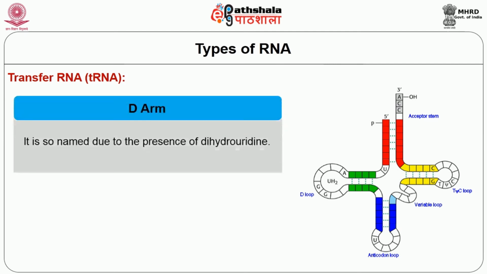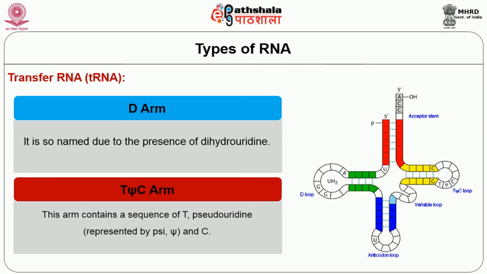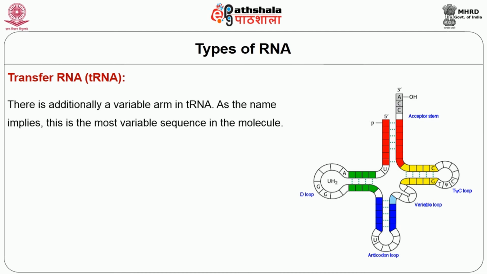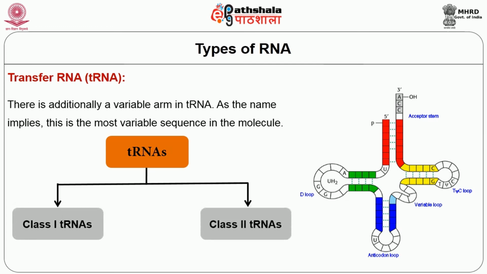The D arm is so named due to the presence of dihydrouridine. The T psi C arm contains a sequence of T, pseudouridine represented by psi, and C, that is cytosine. There is additionally a variable arm in tRNA. As the name implies, this is the most variable sequence in the nucleotide sequence of tRNA. Based on this variability, tRNAs are classified into 2 categories, namely class 1 tRNAs and class 2 tRNAs.